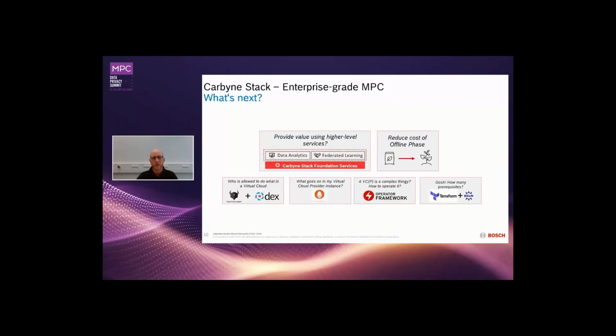Another main topic, as cost is always an important factor, is the reduction of the cost of the offline phase by reducing the required communication bandwidth. And there are many other topics related to properties like security, observability, or maintainability on the roadmap. Summarized in one statement, Carbyne Stack is an open source platform set to become the de facto standard for enterprise-grade secure multi-party computation in the cloud.